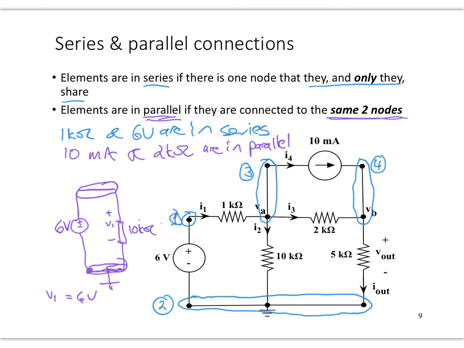So in summary, if elements are connected in series, then they share only one node and the current through elements connected in series is the same. And if elements are connected in parallel, they have two nodes that they share, two common nodes, and the voltage across all elements that are connected in parallel is the same.